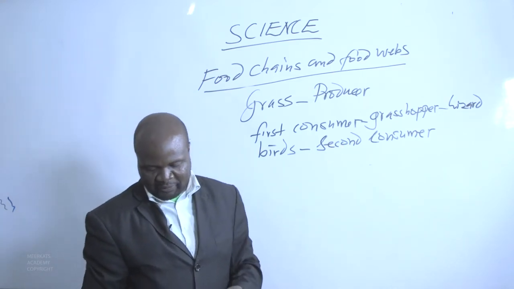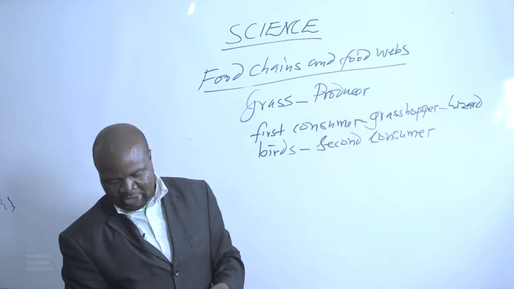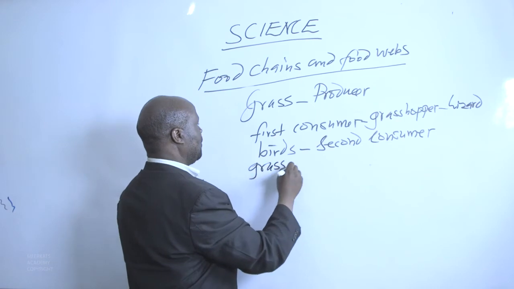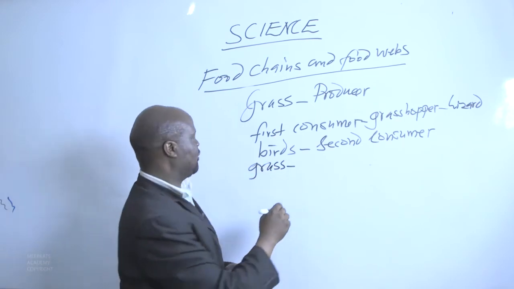That's another food chain. This is how we can show this relationship. You can have grass. Then from grass we have grasshopper.